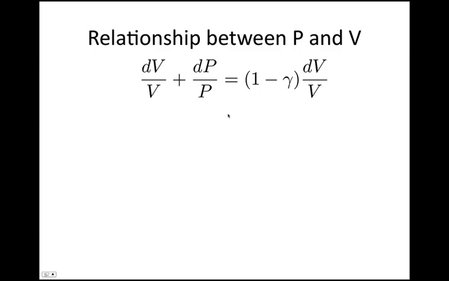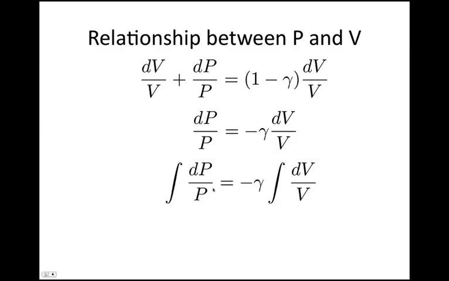This dV will cancel that dV, and we'll end up with dP on P is equal to minus gamma dV on V. Now we're just going to integrate everything. When we integrate 1 on x, we end up with log x. So integrating, we get log P plus gamma log V, moving this over to this side, is equal to some constant. We need the constant as we've done indefinite integrals.